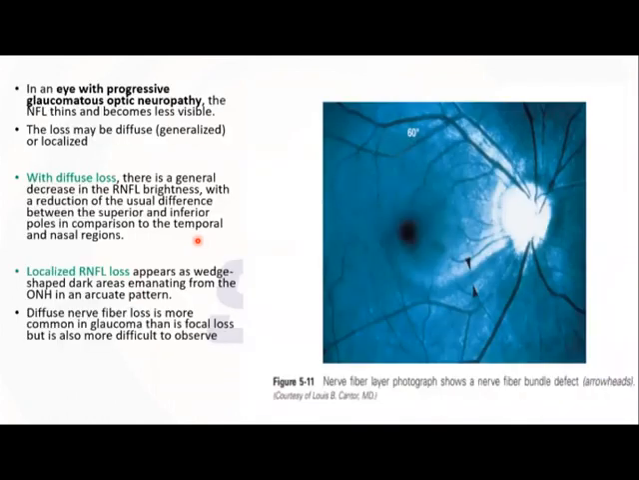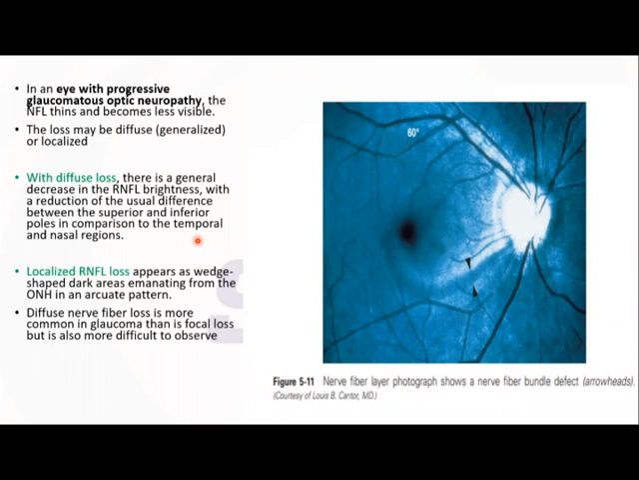The brightness and striations are less visible. So the loss may be diffuse or localized. With the diffuse loss, there is a general decrease in retinal nerve fiber layer brightness, with a reduction of the usual difference between superior and inferior poles in comparison to the temporal and nasal regions.